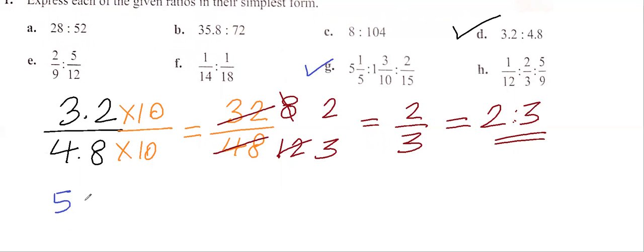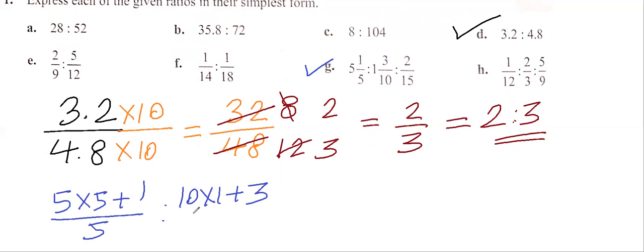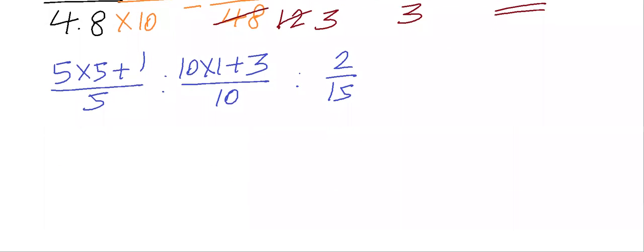It is 5 1 is to 5. So what I'll do, I will convert this mixed fraction into improper fraction. That is (5 into 5 plus 1) divided by 5, then is to (10 into 1 plus 3) upon 10, then again here is 2 upon 15. Further I can write 5 5s are 25, 25 plus 1 is 26. So this will be 26 upon 5.